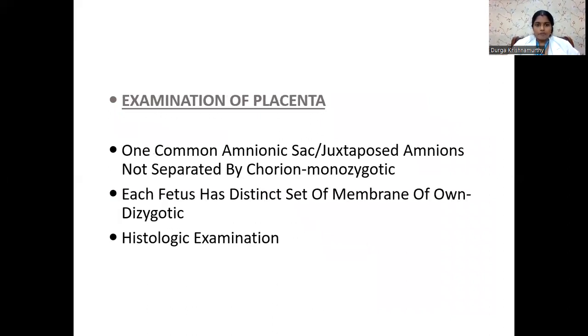On examination of the placenta, one common amniotic sac with juxtaposed amnions not separated by chorion is a type of monozygotic twins. Each fetus having a distinct set of membranes on its own is called dizygotic. The histological examination of the placenta will confirm what type of chorionicity and diamniosity it is.